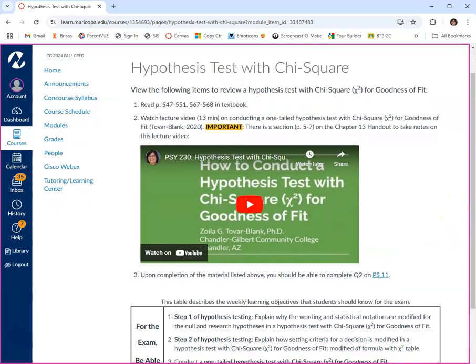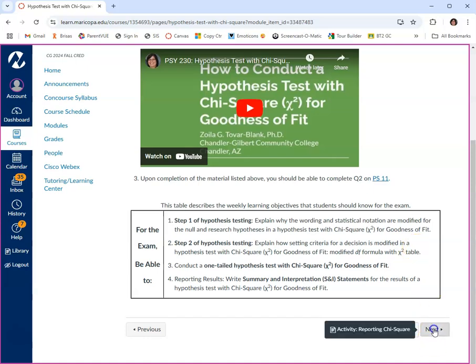The second section is on conducting a hypothesis test with chi-square for goodness of fit. Once you've learned how to calculate a chi-square for goodness of fit in the Nearpod lesson, we need to determine if the preference or difference in the proportions predicted is statistically significant or not. We'll do this by conducting a hypothesis test. Please read the designated pages in the textbook and watch the assigned videos.